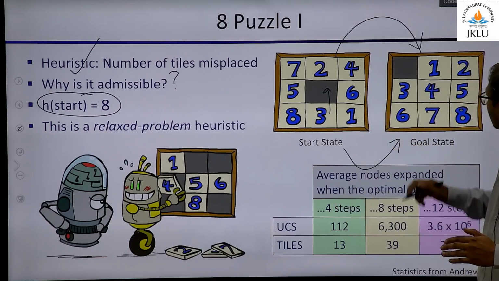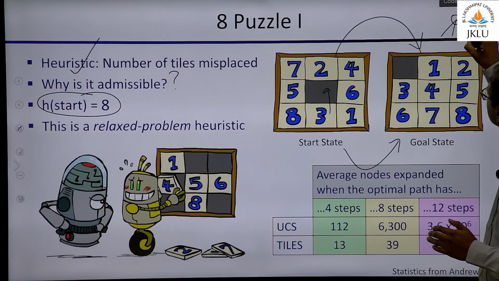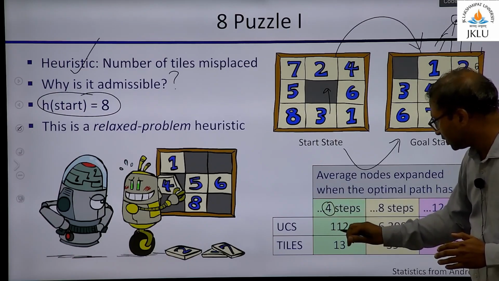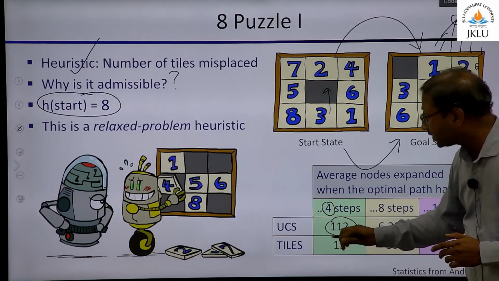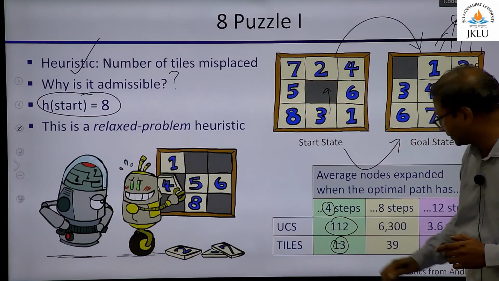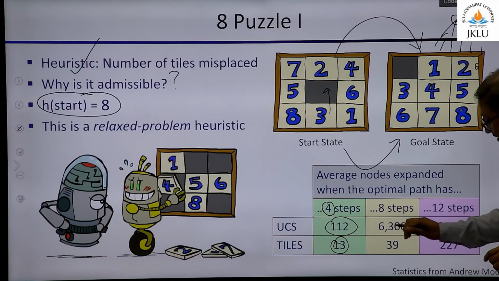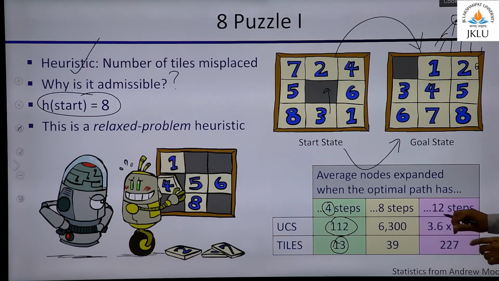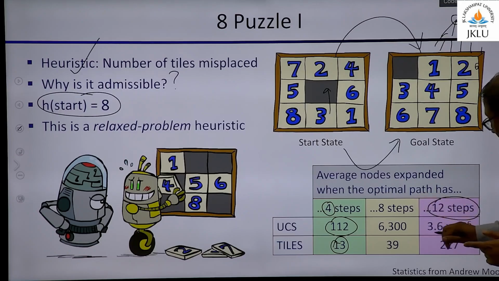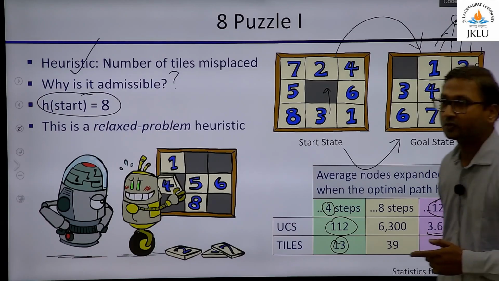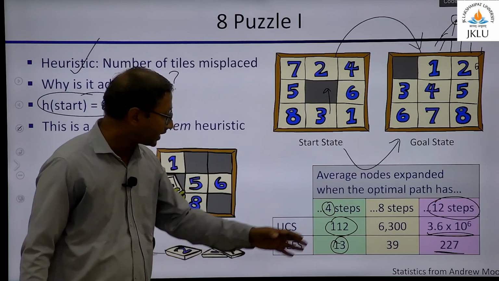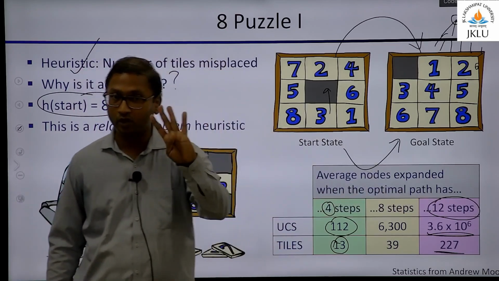So let's say this is your goal, start state. When the optimal path has 4 steps, UCS expands 112 and this heuristic expands 13. If the optimal path requires 12 steps, UCS expands 3.6 million and this heuristic expands 227. So you are getting a speed up of roughly 4 orders of magnitude.